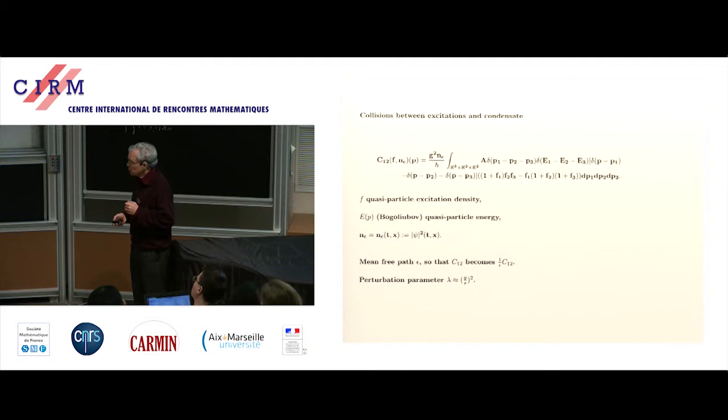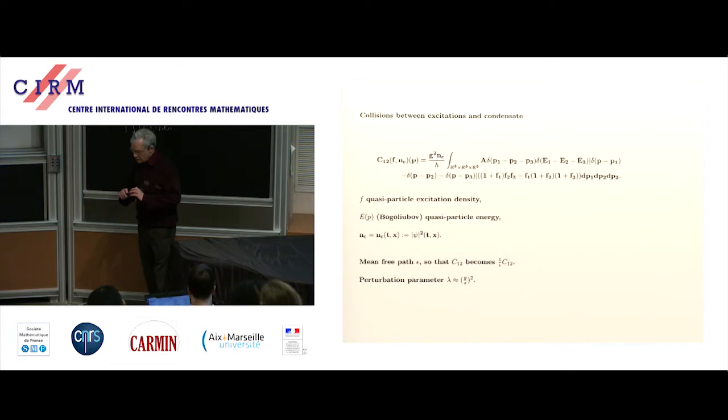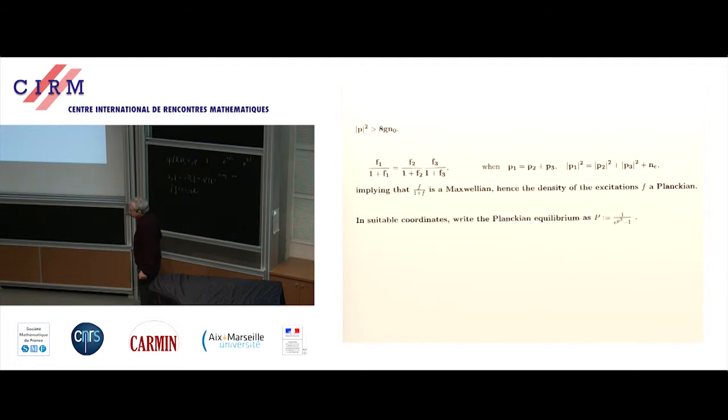So instead of the collision operator, we have 1 over epsilon times the collision operator, where epsilon is the mean free path. And it turns out that the domains of stability are of the magnitude of scattering length divided by mean free path square. Of course, we have to be below the temperature Tc where a condensate forms.